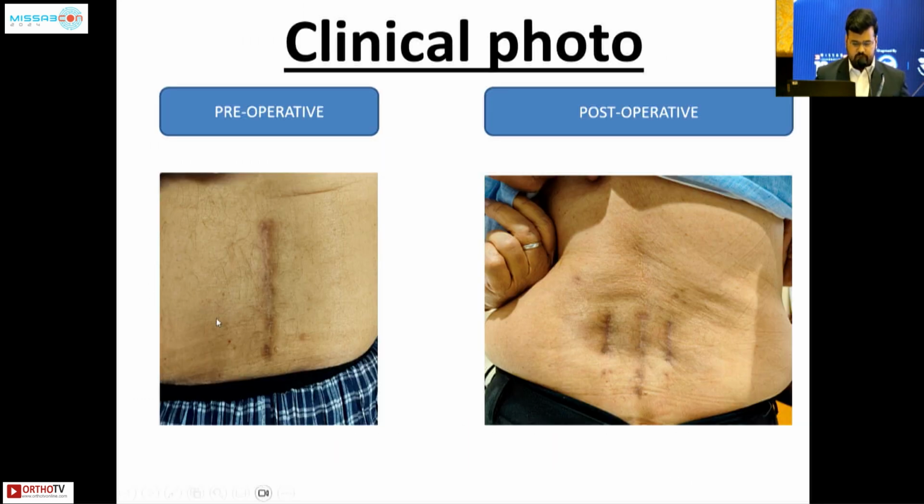This is a preoperative scar with such a big incision used to do one level open TLIF, while on the right side, you can see two paraspinal scars which are half of the length used to do 2 level MIS TLIF. That's the beauty of MIS.